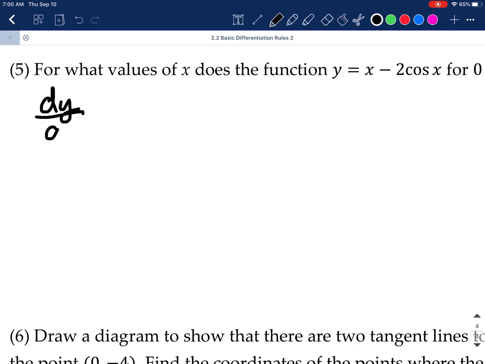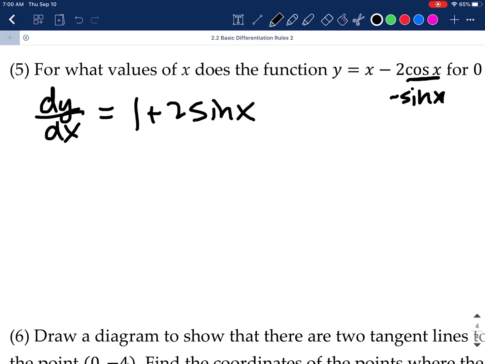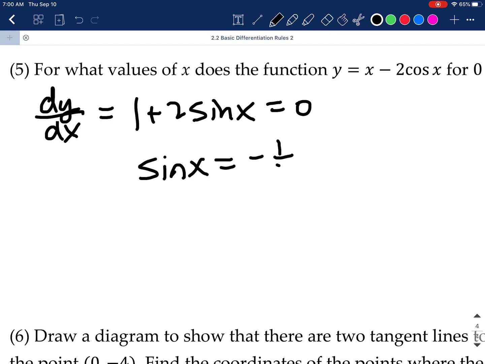So dy dx is equal to the derivative of x, which is 1. And then, if you remember, the derivative of cosine we derived earlier is negative sine x. So this is going to be plus 2 sine x, and then equals 0. So that's going to be the same as sine x is equal to negative 1/2, which means x is equal to arc sine of negative 1/2.